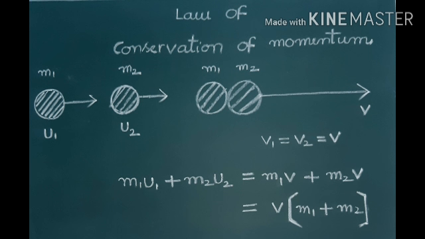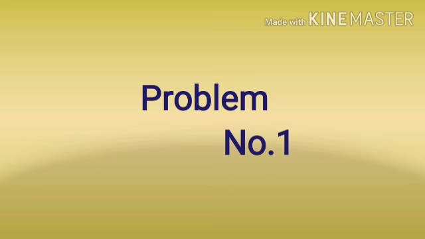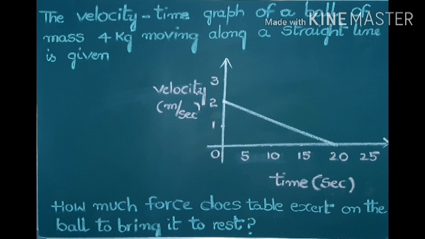Of course, if after collision both stick together and move together, then v1 equal to v2 equal to v. Now the equation becomes m1 u1 plus m2 u2 equal to v into (m1 plus m2). These conditions, never forget. And problem number 1, I am going to explain. What is problem number 1?